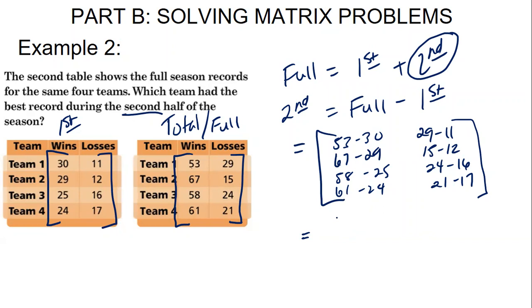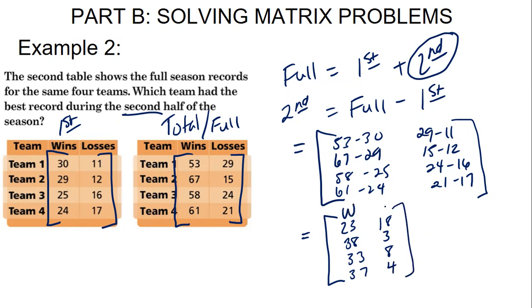So we have 53 minus 30 gives us 23. 29 minus 11. 67 minus 29. 15 minus 12. 58 minus 25. 24 minus 16. 61 minus 24. And 21 minus 17.